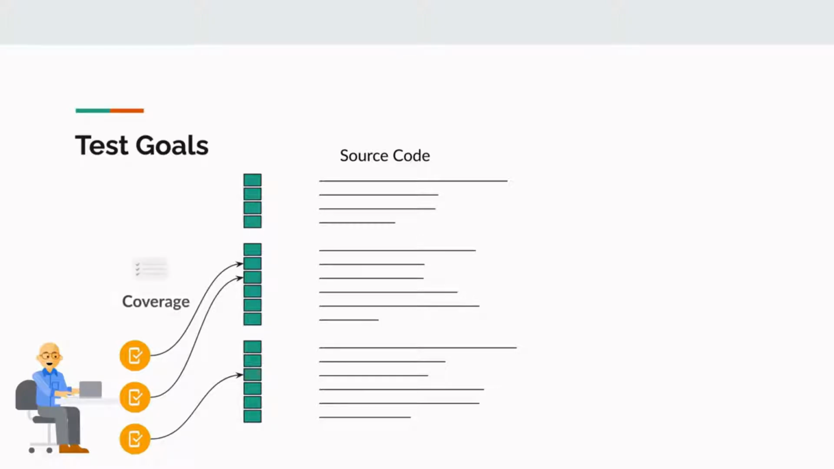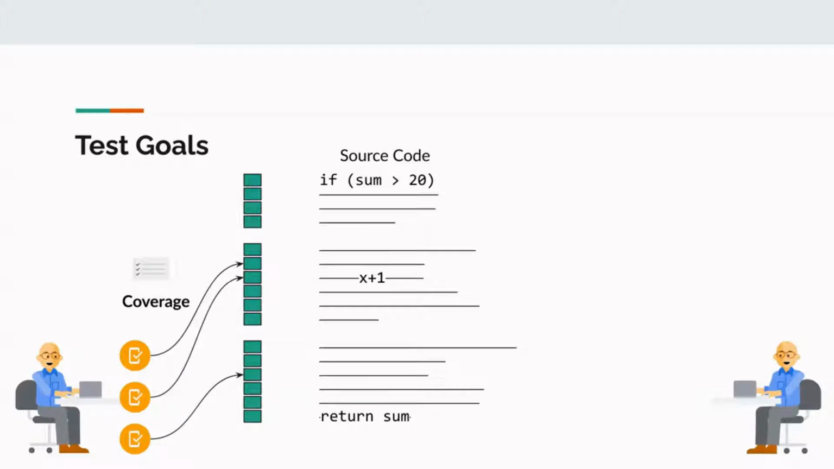Now, let's look at another, more complex type of test goals, namely mutants. Mutation testing is a systematic injection of faults into the program with the goal of evaluating the test suite's capabilities in detecting those faults. For example, in the first line here, we could change the if condition to be if false, yielding a mutant, and we can change the x plus 1 to x minus 1, producing another mutant. And finally, we can replace return sum with return null, yielding yet another mutant.